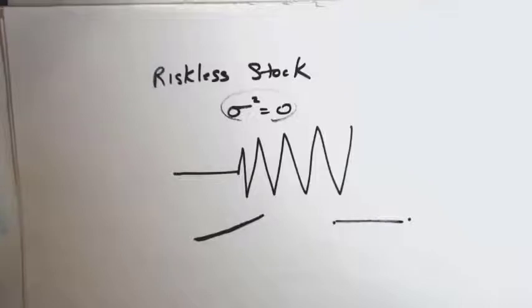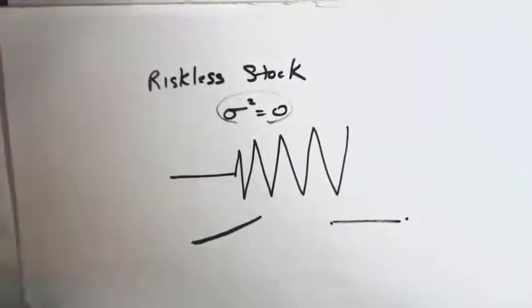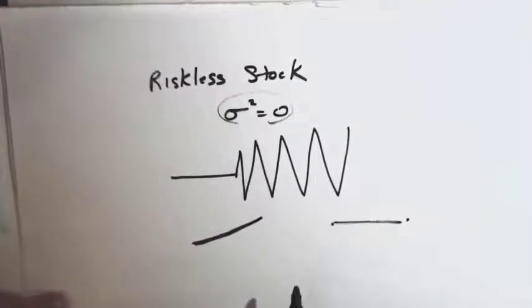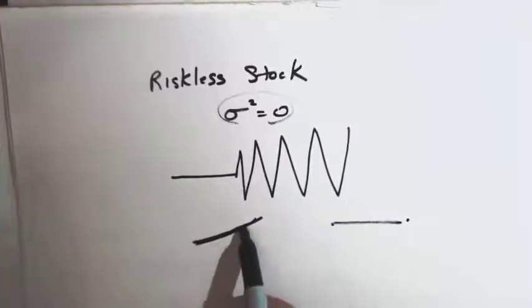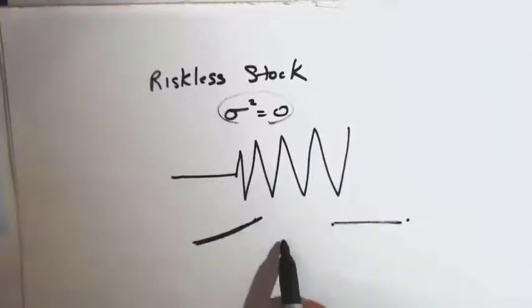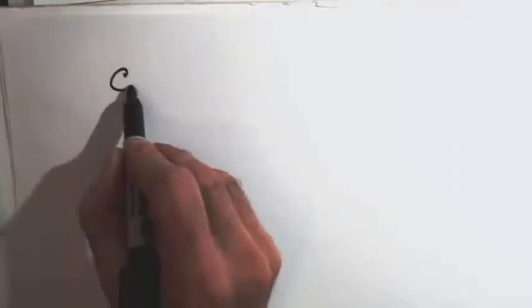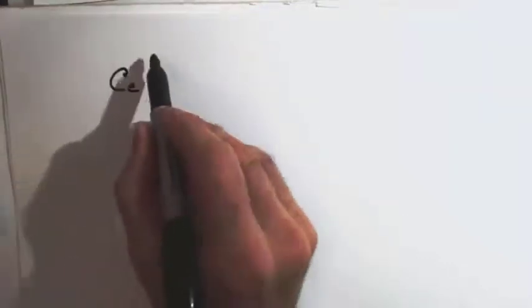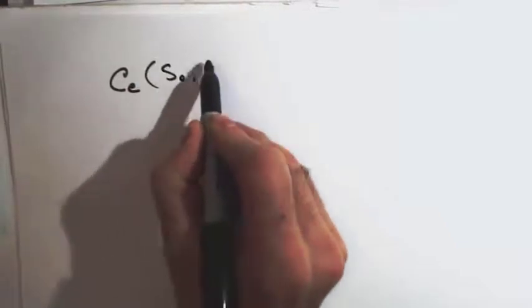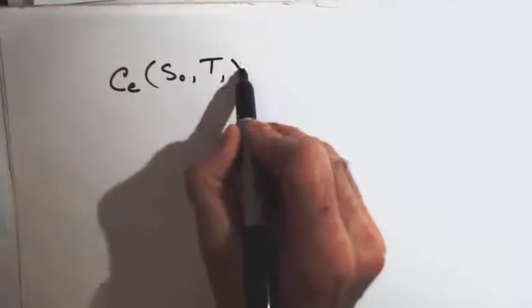Okay, so what I'm saying here is we can use this idea: if we know that the stock is riskless, we know it's going to grow at a certain rate. We know exactly what ST will be. Therefore, the value, let's look at a European now. The European value is going to be this.